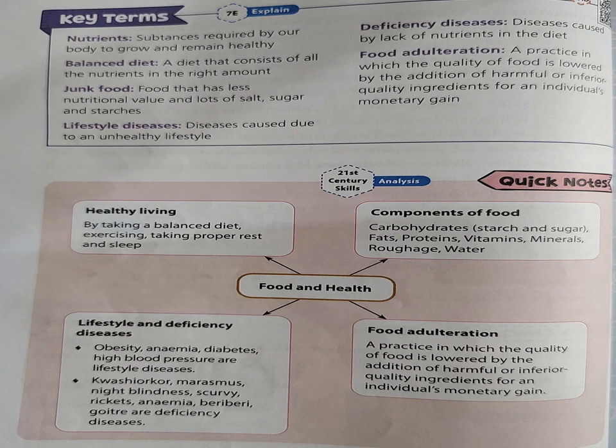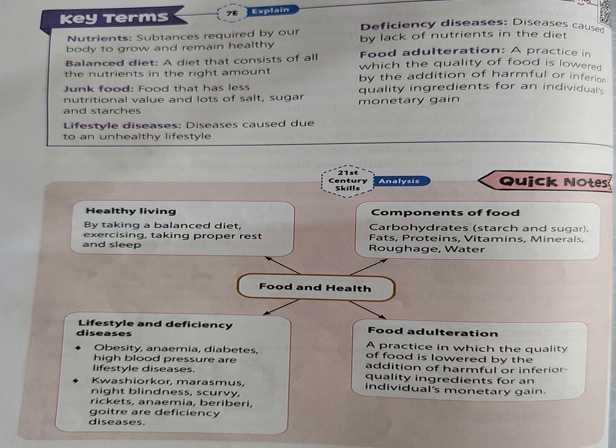So, healthy living means eating a balanced diet, exercising, and taking proper rest and sleep. The components of food are carbohydrates, fats, proteins, vitamins, minerals, roughage, and water. Obesity, anemia, diabetes, and high blood pressure are lifestyle diseases. Food adulteration, you know what food adulteration is. So, these are all the topics related to food and health.